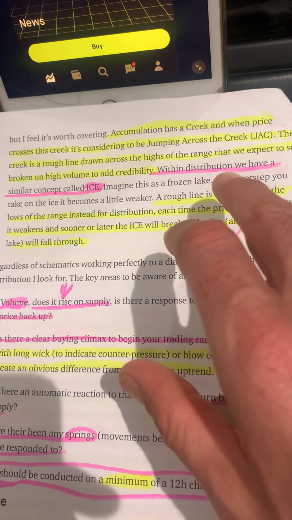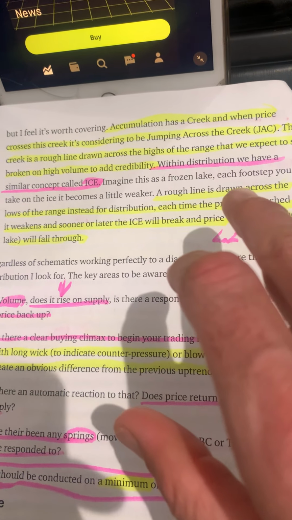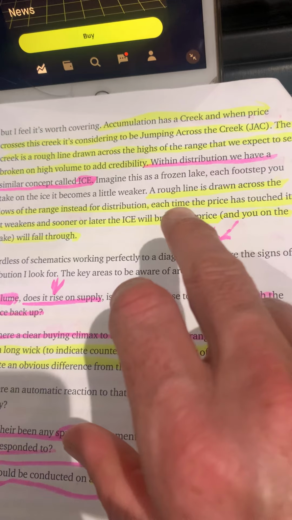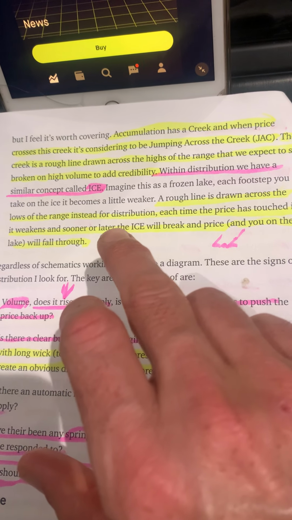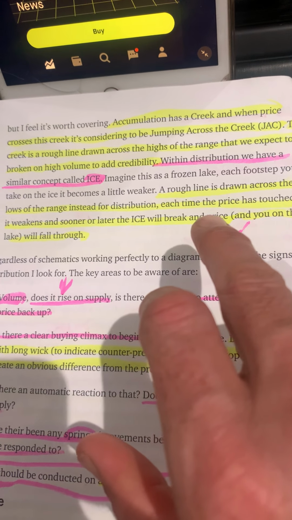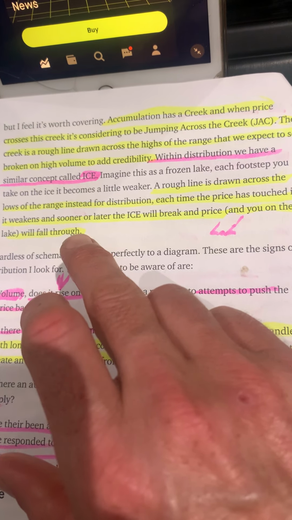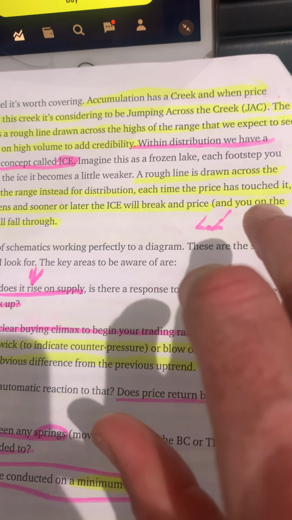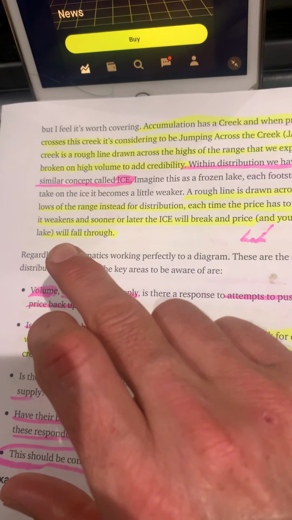Within distribution, we have a similar concept called ice. Imagine this is a frozen lake. Each footstep you take on ice becomes a little weaker. A rough line is drawn across the lows of the range instead for distribution. Each time the price touches it, it weakens, and sooner or later the ice will break, and the price will fall through.